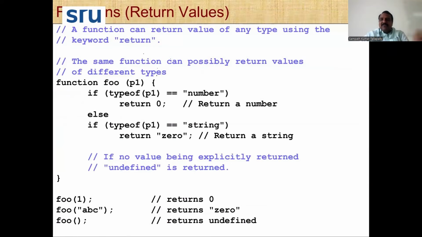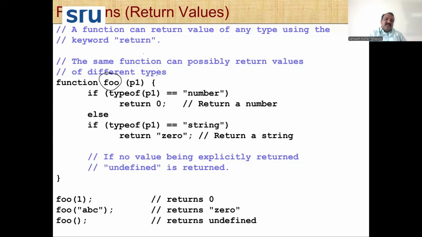We can also have functions in your JavaScript. See, it is a function now. It is the function which takes p1, which is an argument. And if the value in my p1 is a number, it returns 0. If it is a string, it returns a 0. This is what we are able to understand here.